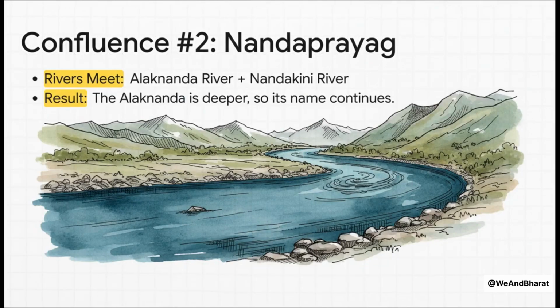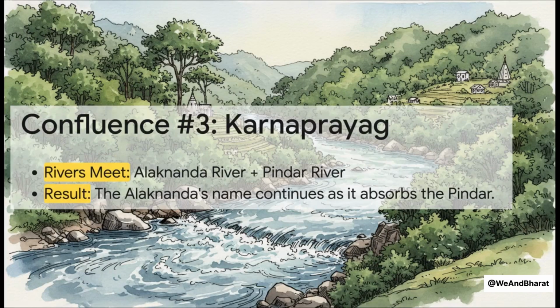So the brand new Alaknanda flows on to the next meeting point, Nanda Prayag. Here it meets the Nandakini River. Now we apply our rule. The Alaknanda is deeper, it's the more powerful of the two, so the Nandakini merges into it, and the river moves on, still called the Alaknanda. One tributary collected. The journey rolls on to Karna Prayag.